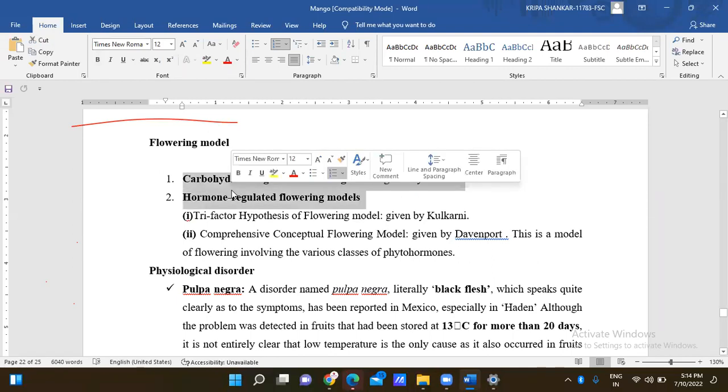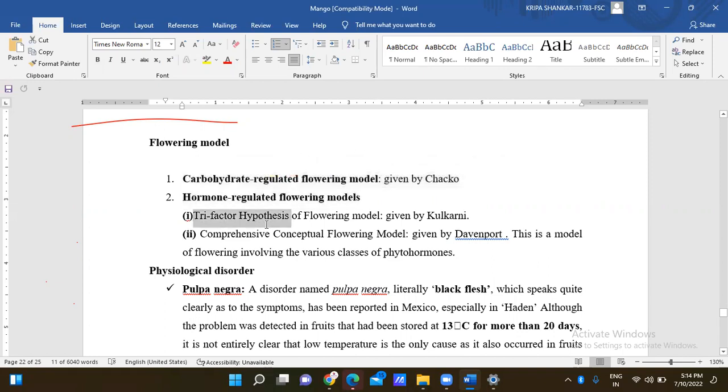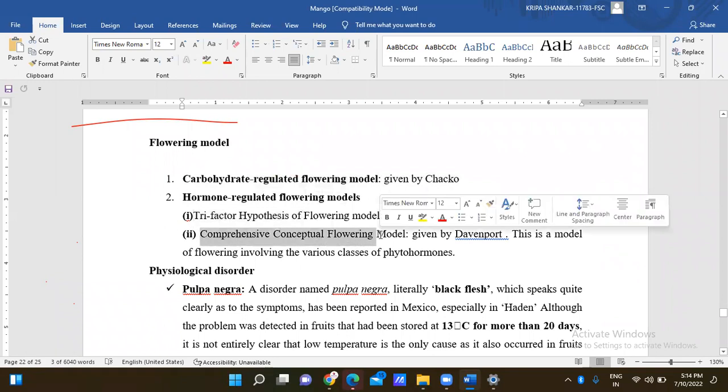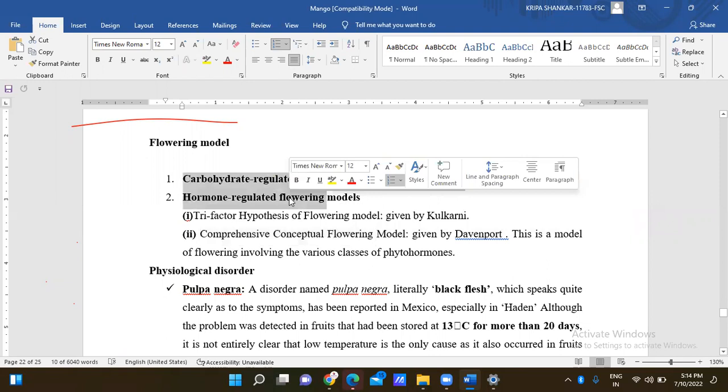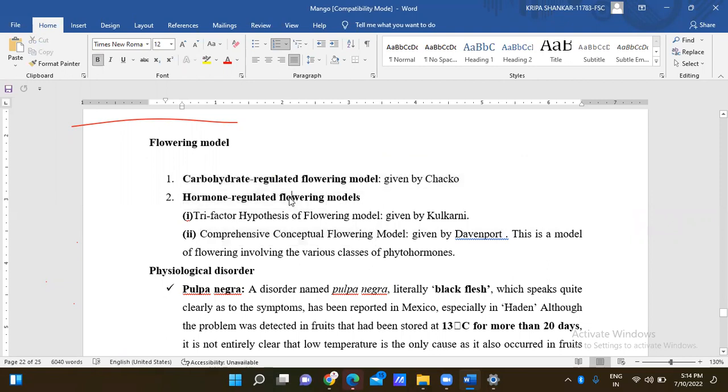Second is the hormone related flowering model. There are two different hypotheses. One is the trifactor hypothesis given by Kulkarni. Another is the comprehensive conceptual flowering model given by Davenport. This model of flowering involves various classes of phytohormones. So you should remember the two different flowering models and the name of the particular scientist.